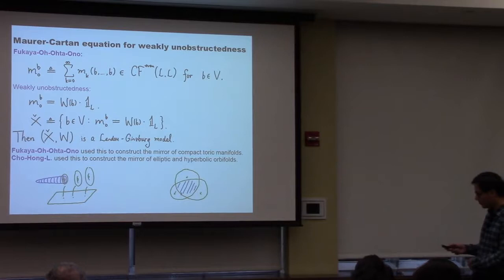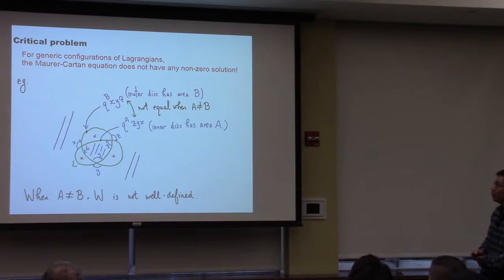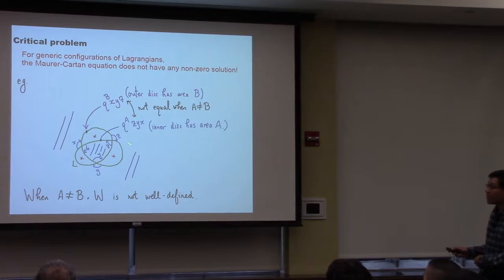Now the main trouble is that, if we use the weakly unobstructed equation, in general it could have no non-zero solution. So generically, in many cases, you don't have a non-zero solution. So for instance, you consider the Seidel Lagrangian constructed by Seidel. So you imagine that this is a plane compactified at infinity, so indeed it is P1. I'm drawing P1 and the Seidel Lagrangian in this P1, and you take away three punctures.